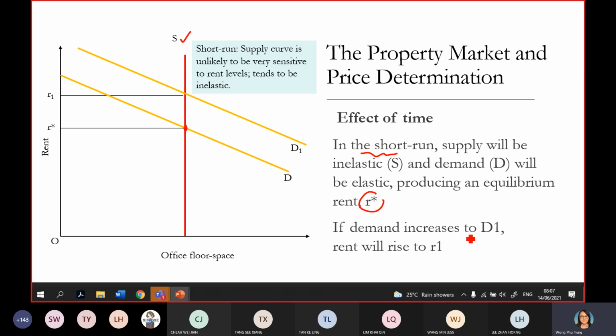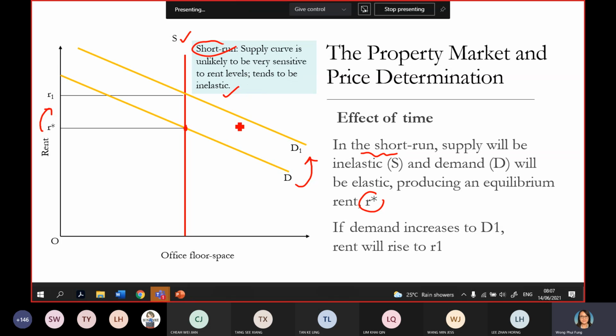If the demand increases from D to D1, what is the response? R will increase to R1, but your supply here remains fixed, remains perfectly straight in the short run. What does it mean by short run? Short run in economic terms means that at least one factor of production is fixed. So the supply curve is unlikely to be very sensitive to rent level, tending to be very inelastic in the short run. So I will give you a scenario.